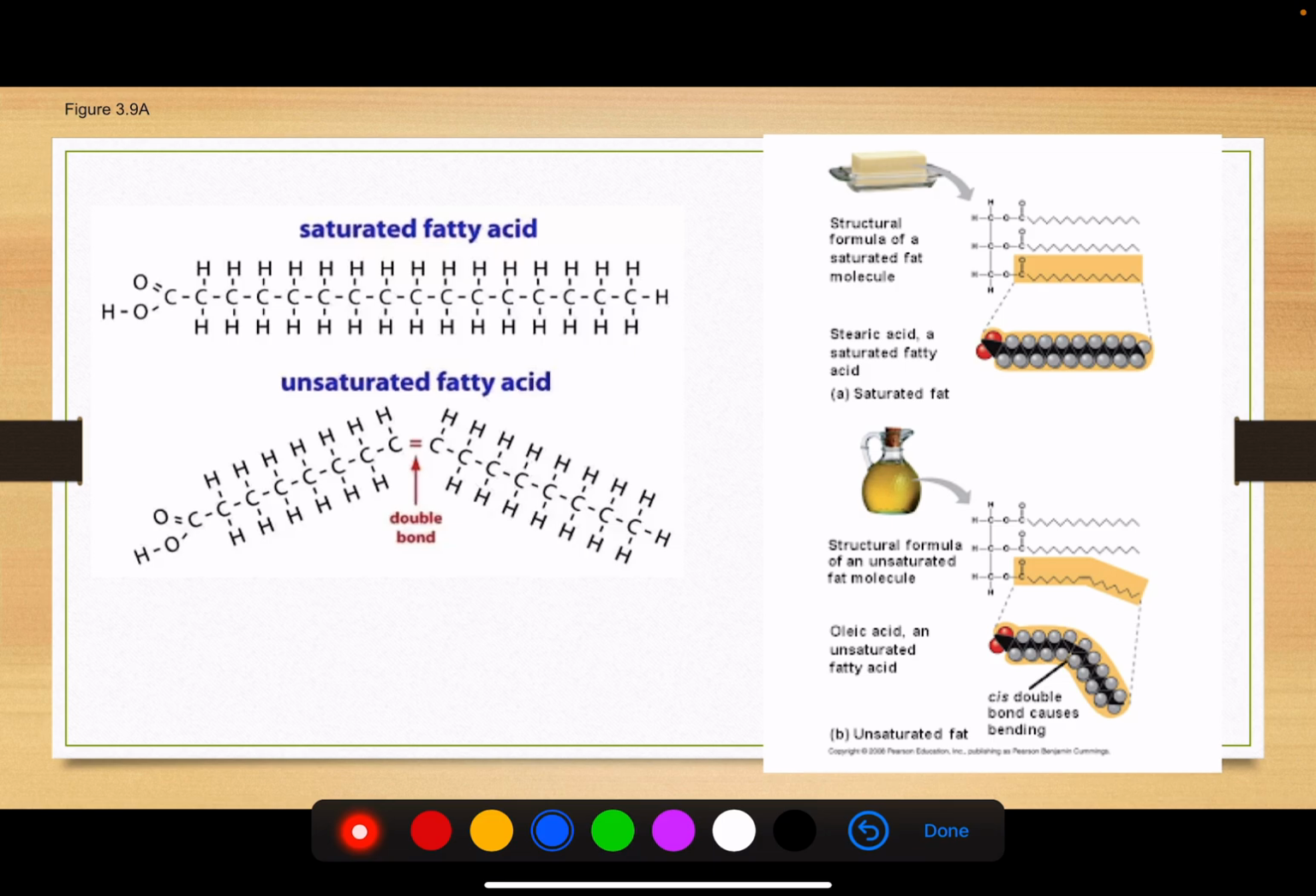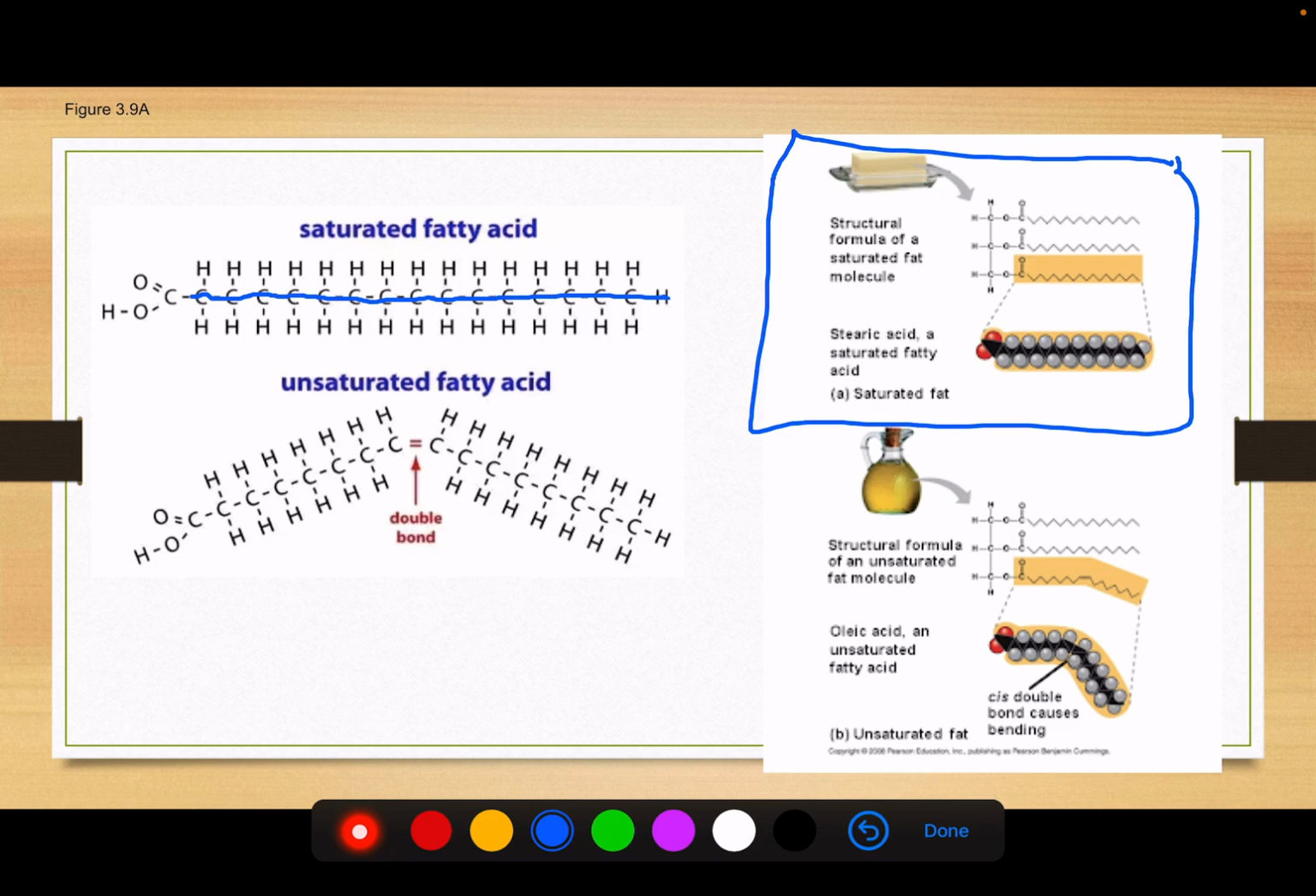So here is a picture of that. Notice our nice straight line here. They can pack very efficiently, and so at room temperature, we're going to get our nice fats. Often our animal fats are saturated, which is why they're solid at room temperature. We have our unsaturated, which right here we have our carbon-carbon double bond that causes that molecule to kink. That kink will allow these molecules to not pack so nicely at room temperature. And so this is what we get for our oils. So these are our oils here.